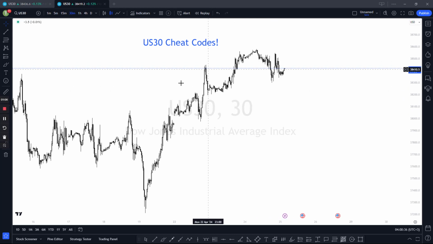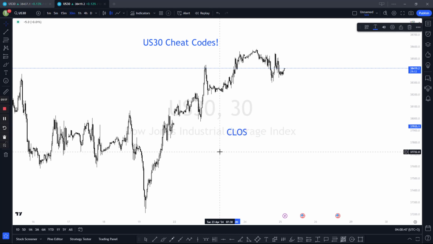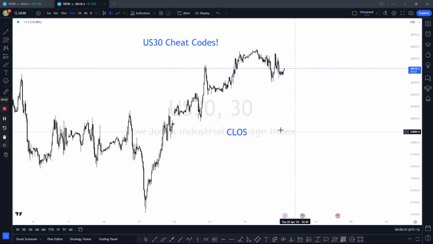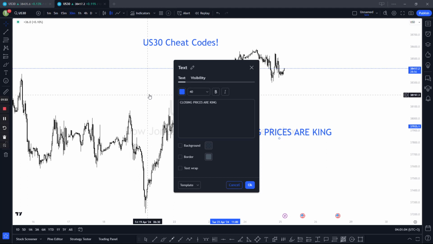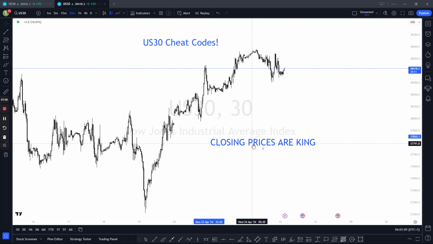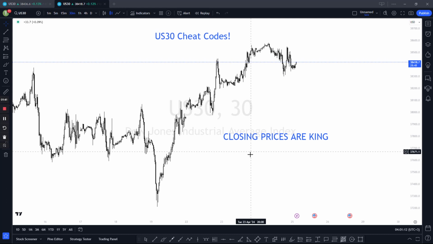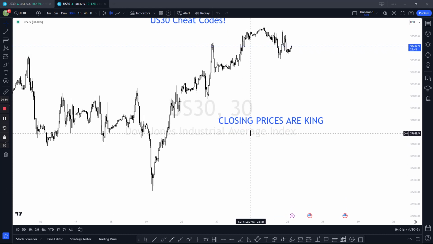So the main concept I want to go through and go over with US30 and really most instruments is the power of closing prices. Closing prices, oops, it's spelled correctly, that'd be helpful. Closing prices are king. So this is one of the most undereducated concepts, in my opinion, that I've run across in the past 5 years.